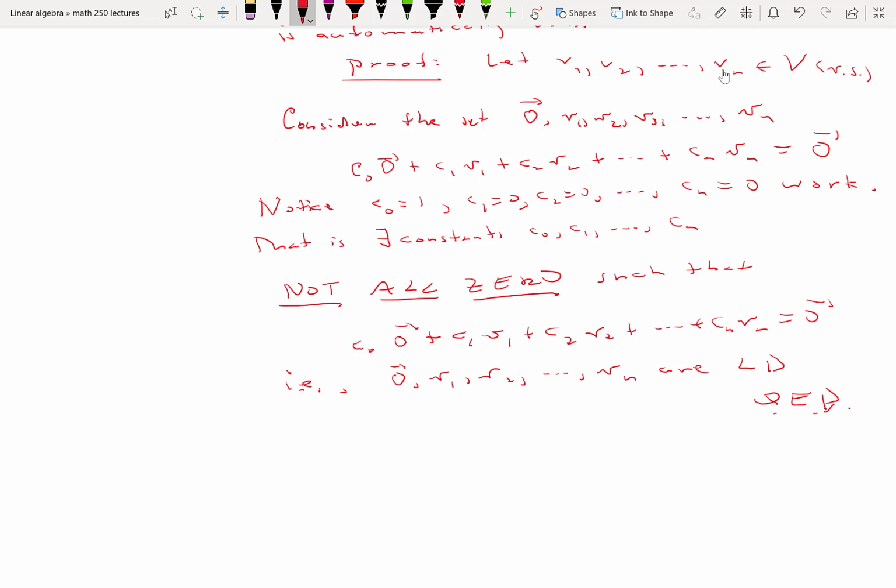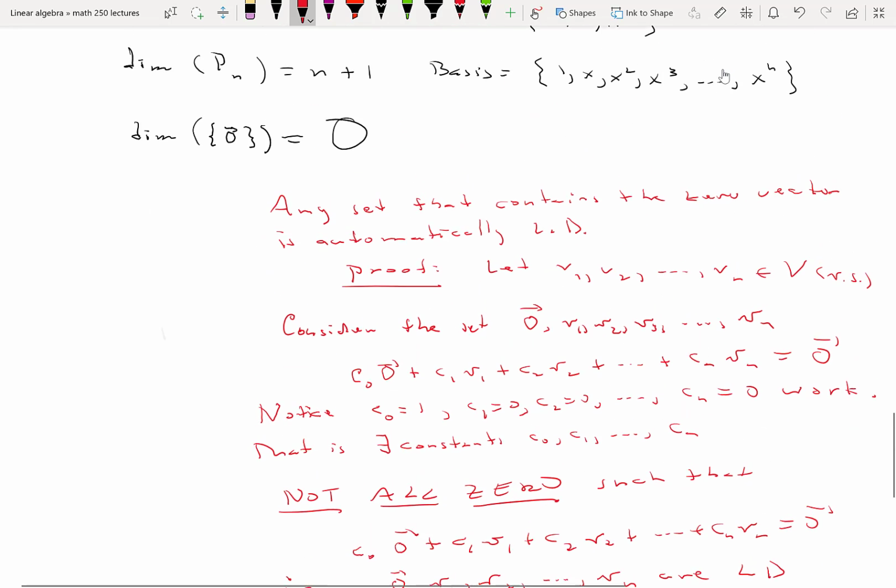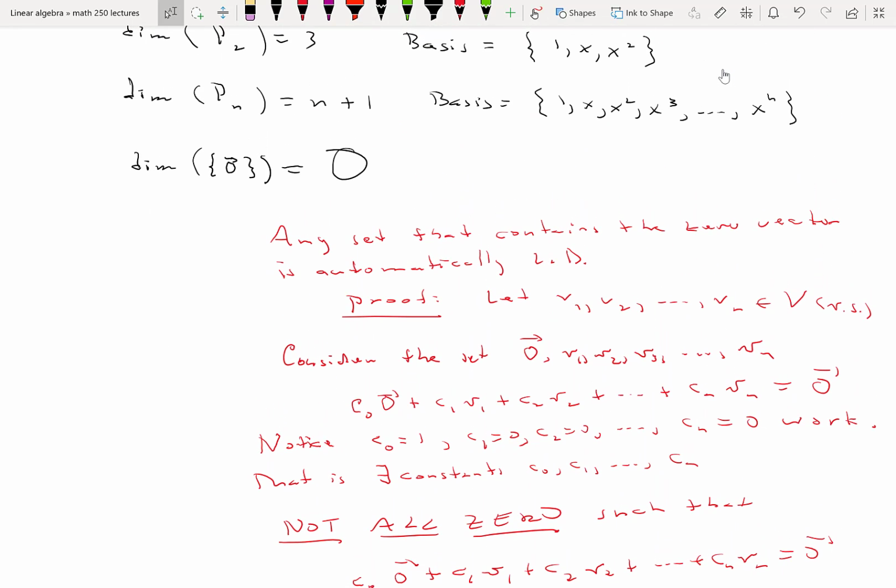So I did a homework problem for you. This is homework problem number 27 again on page 94. It says that any set of vectors that has the 0 vector in it must be linearly dependent. So back to our vector space that only has the 0 vector in it. It can't have a basis, because any basis would have to have only the 0 vector in it, but that is a linearly dependent set.